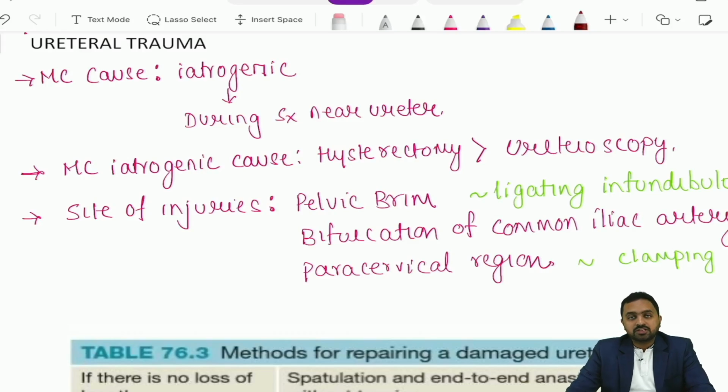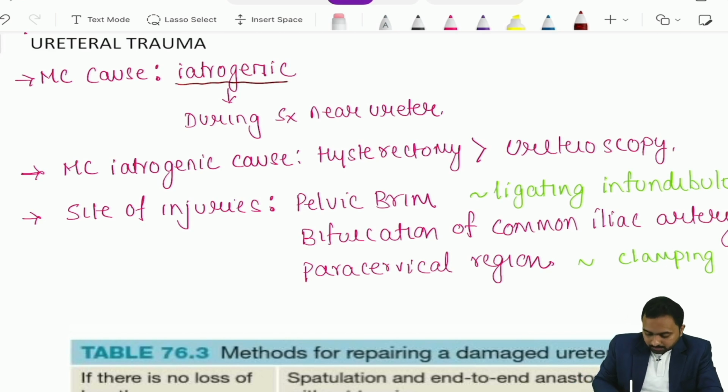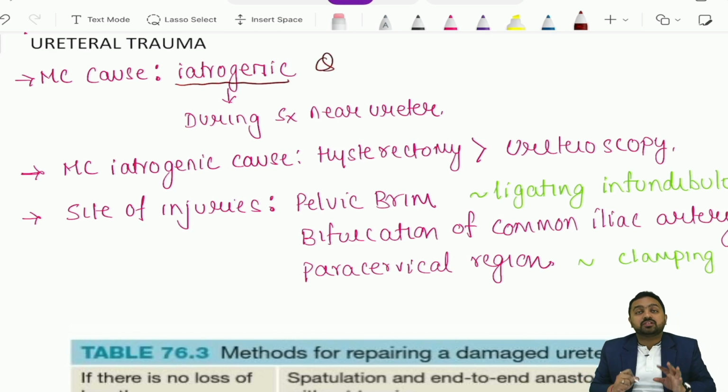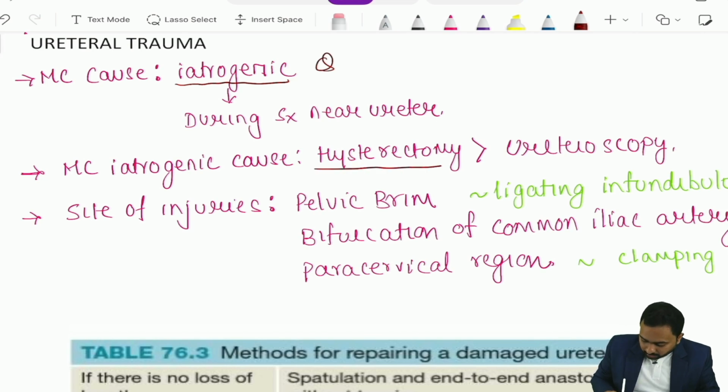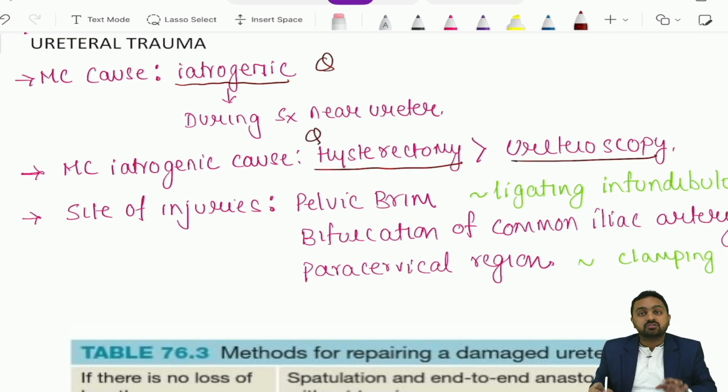Ureteral trauma. So this is a very short topic and I will focus my discussion over here on the various MCQs that are asked. So the most common cause is your iatrogenic cause, which is during surgery near the ureter. Now, which is the most common iatrogenic cause? It is your hysterectomy followed by your ureteroscopy.